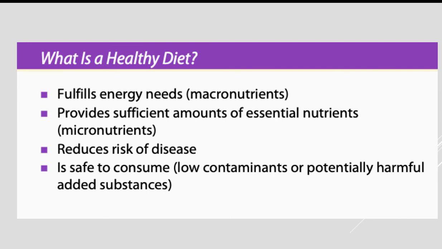Now we need to go over maybe some dry definitions in order to move on to the other classes. So we need to have an understanding of what some common terms are in nutrition and when it comes to reading labels and all that. So what is a healthy diet? A healthy diet fulfills energy needs with macronutrients. It provides sufficient amounts of essential nutrients, which are the micronutrients. It reduces the risk of disease, and it's safe to consume, with low contaminants or potentially harmful added substances.